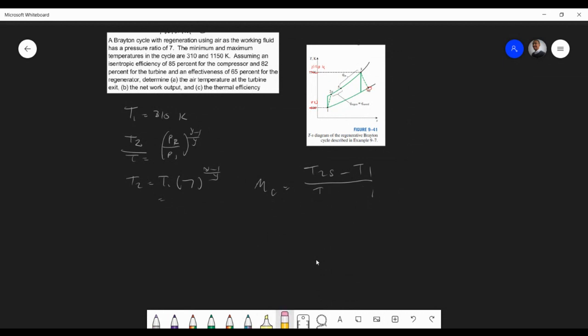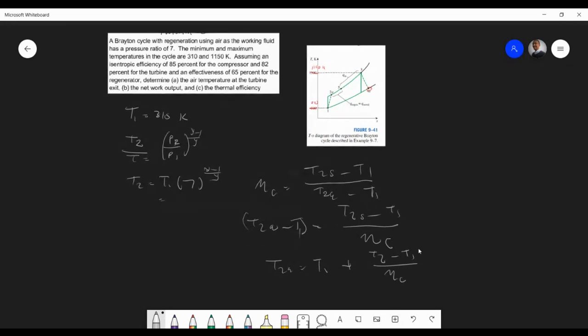So T2A minus T1, I'm going to flip this. Yeah, so this is T2A, and we have T2A minus T1 that equals T2S minus T1 over the efficiency, and then you're just going to have T2A equals T1 plus T2S minus T1 over the efficiency.